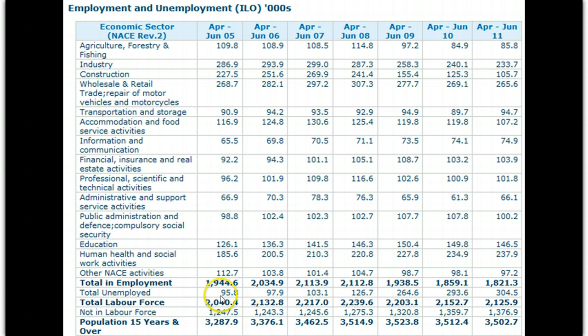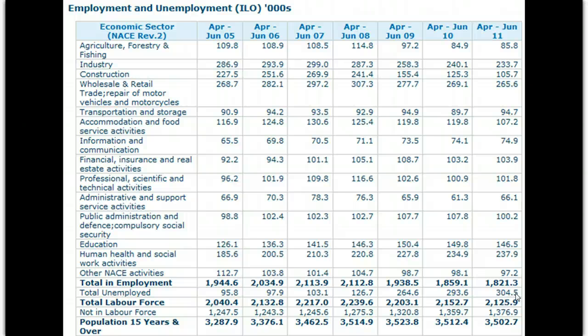And if you look at unemployed, going from less than 100,000 in the years 05, 06, 07 to over 300,000 now. So a 200,000 increase in the numbers unemployed. There's a slight incongruity here in that the numbers in employment have fallen by 300,000 from 2.1 million to 1.8 million, whereas the number unemployed has only risen by 200,000 from 100,000 to 300,000. There's essentially 100,000 missing. There's a number of reasons why we can explain this.